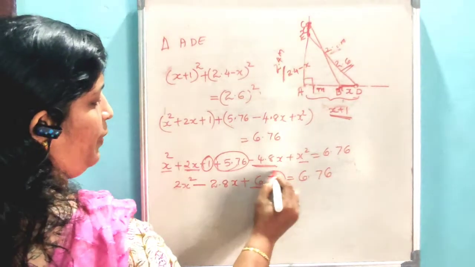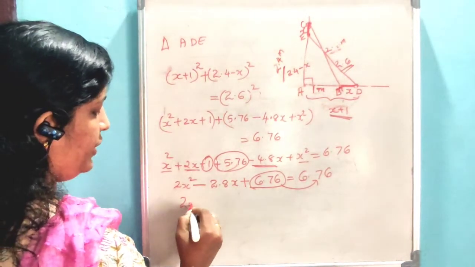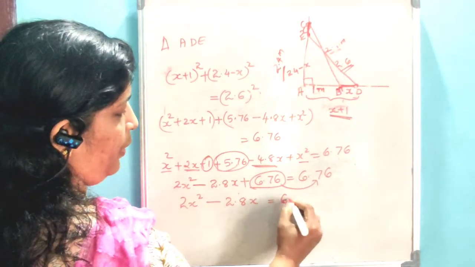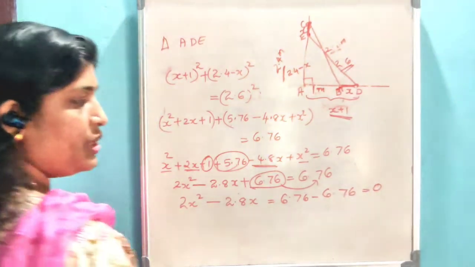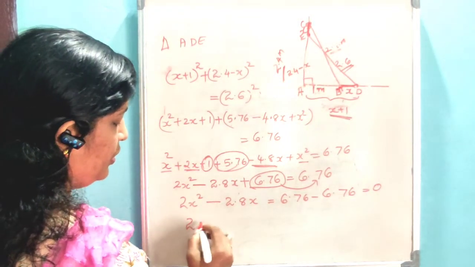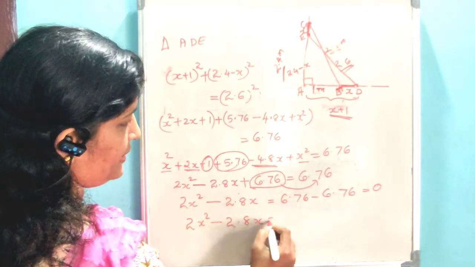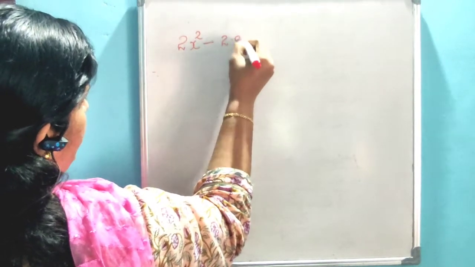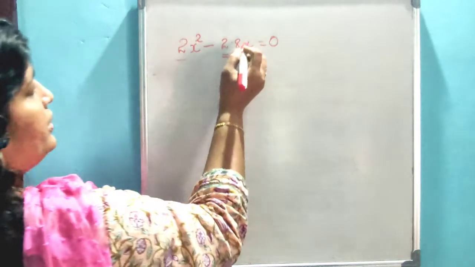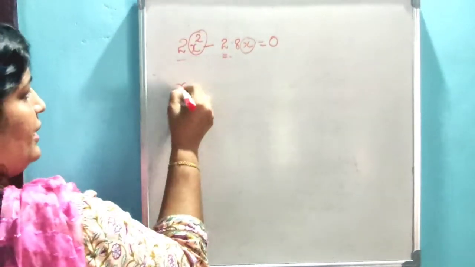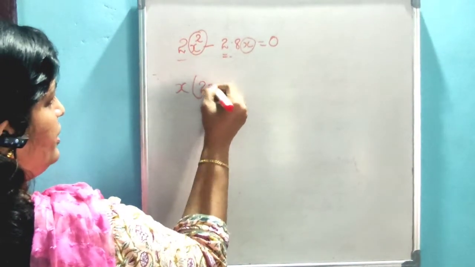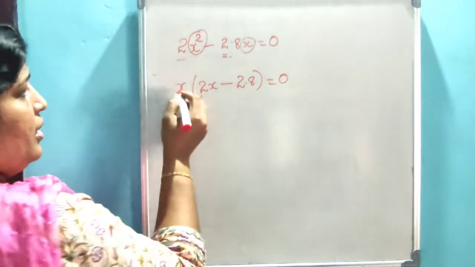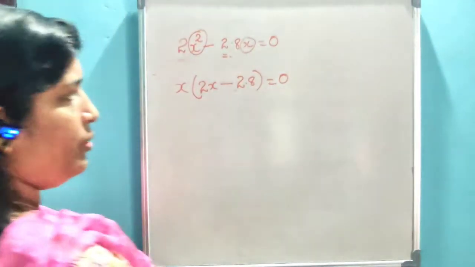So first move this 6.76 to the other side of the equation. Then we have 2x square minus 2.8x is equal to 6.76 minus 6.76, that is equal to 0. We have our equation like this: 2x square minus 2.8x is equal to 0. In both terms, x is a common factor, right? So take that x outside. So x into 2x minus 2.8 is equal to 0.